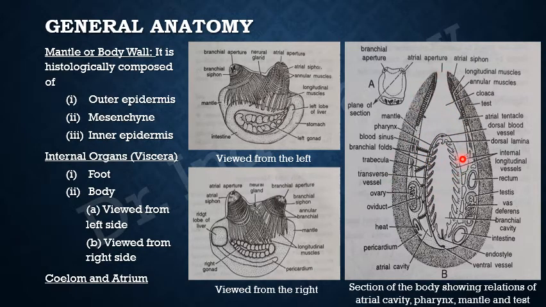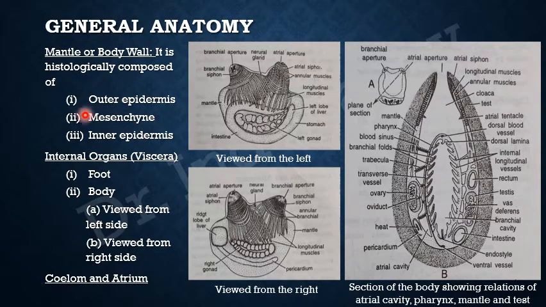So this was the general positioning and cavity of the body. Now let's come to the mantle. The mantle, or body wall, is composed of three layers: outer epidermis, mesenchyme, and inner epidermis. The outer epidermis is formed of polygonal cells.